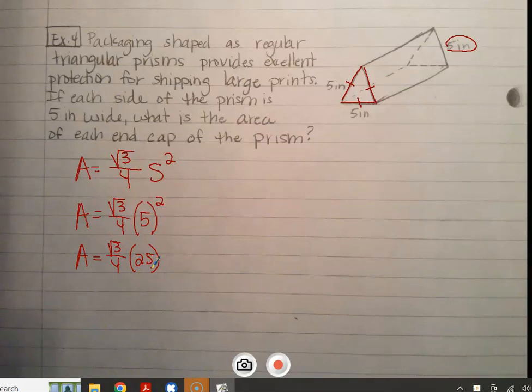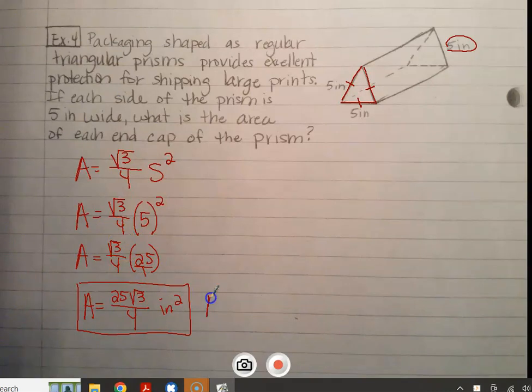And if you wanted to simplify this in writing to get our exact, it would be 25 times the square root of 3 divided by 4 inches squared is our area. Right, because this is 25 over 1, so we're multiplying the numerators. And then for your approximation, the area is approximately, don't forget those wavy lines, 10.8 inches squared.